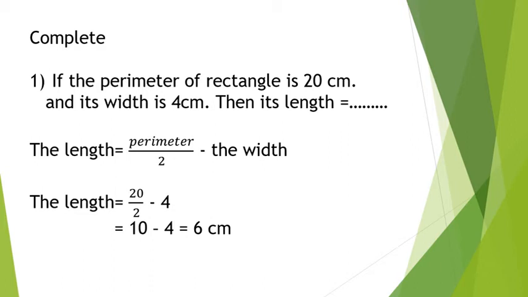Then its length, if you want to find the length of the rectangle, divide the perimeter by 2 and subtract the width. Then the length equals perimeter divided by 2 minus width. The perimeter equals 20. Then 20 divided by 2 equals 10. 10 minus 4 equals 6 centimeters. Then to find the length of the rectangle, divide perimeter by 2 minus width.